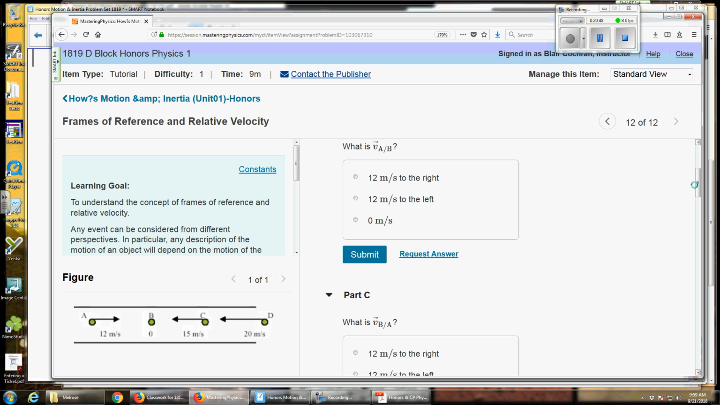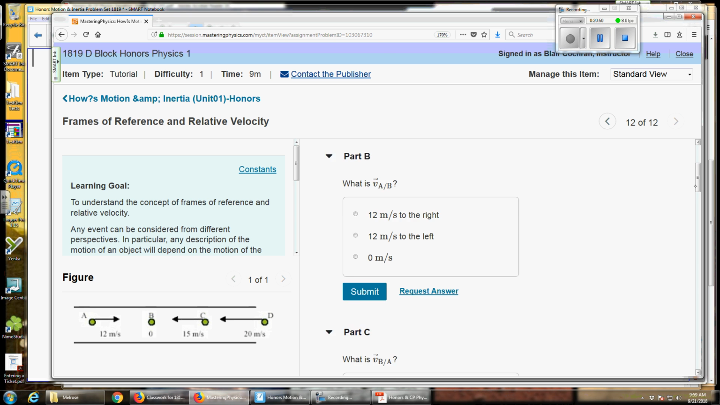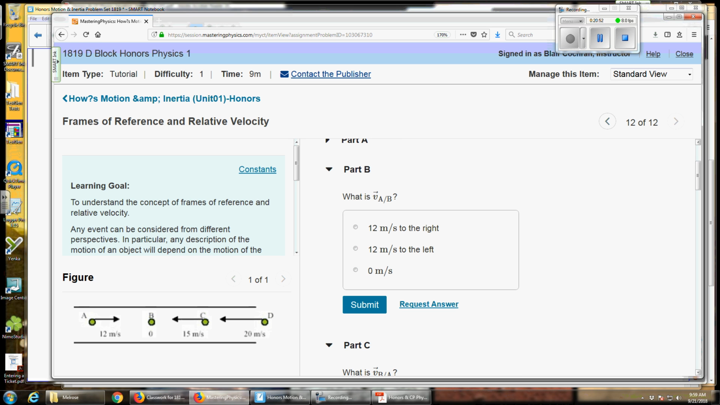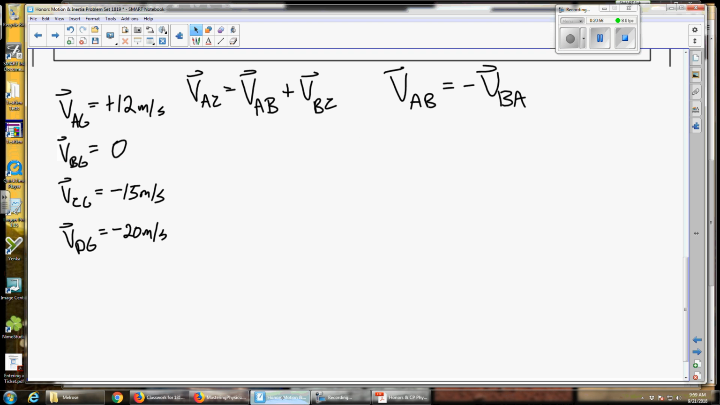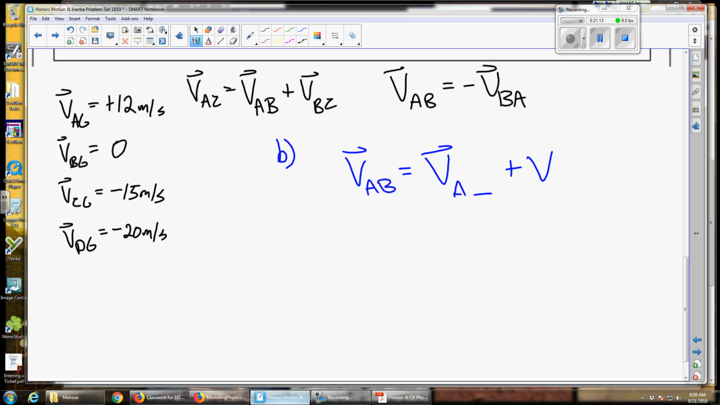We can do part B. Part B asks, what's the velocity of A with respect to B? So we're looking for the velocity of car A with respect to car B. That's going to be the velocity of A with respect to something plus the velocity of something with respect to B.